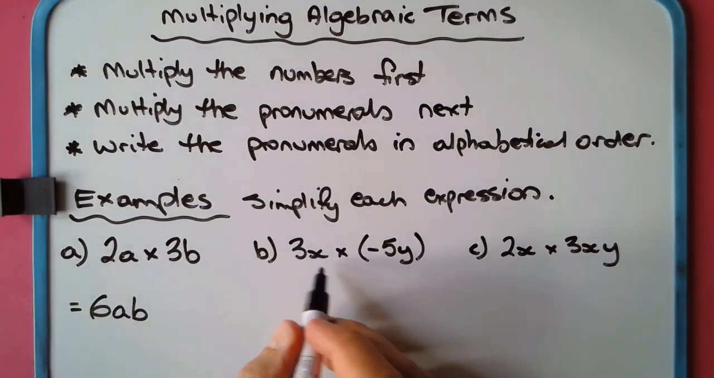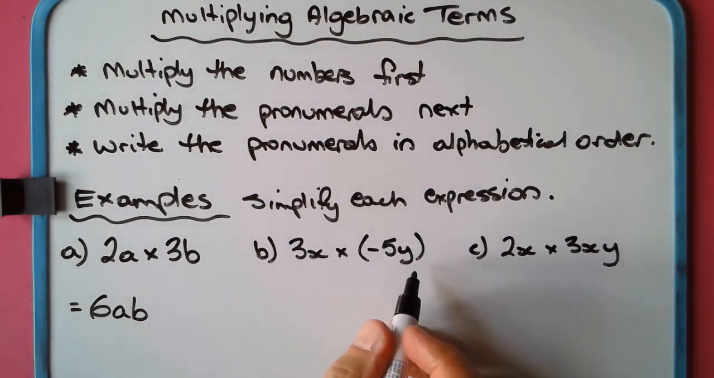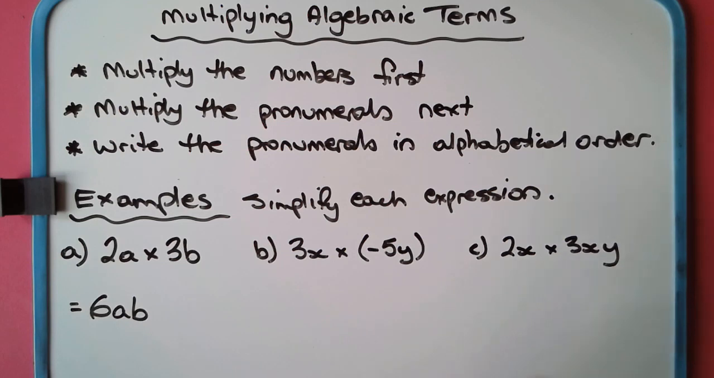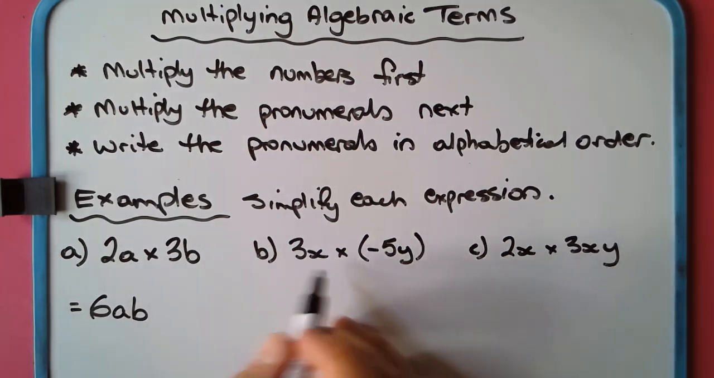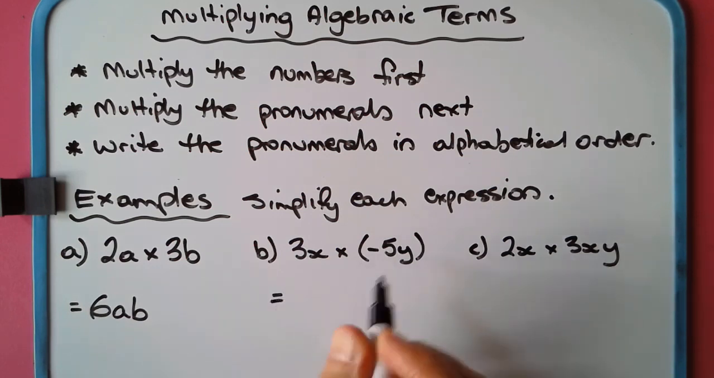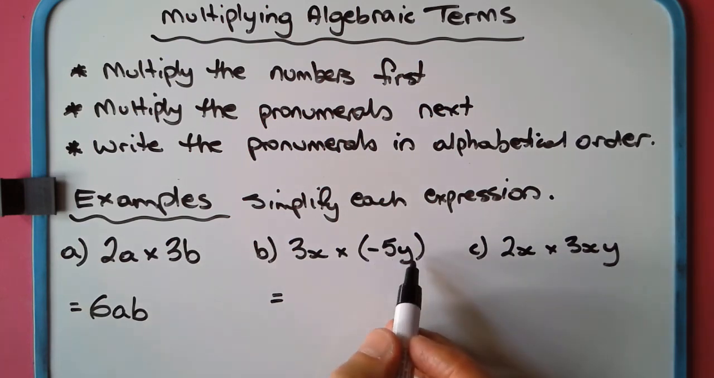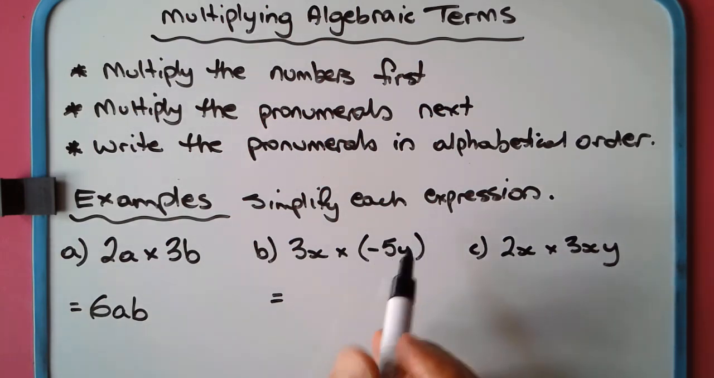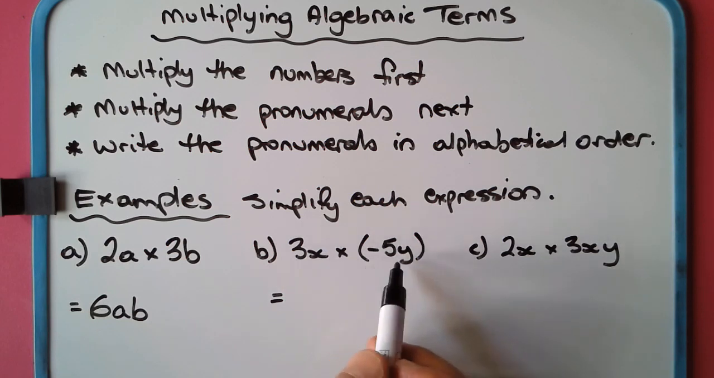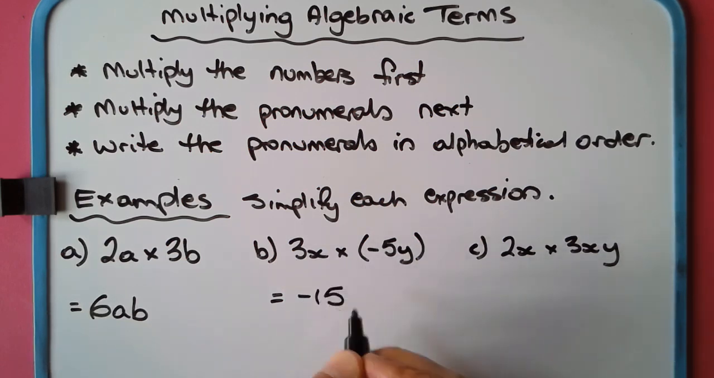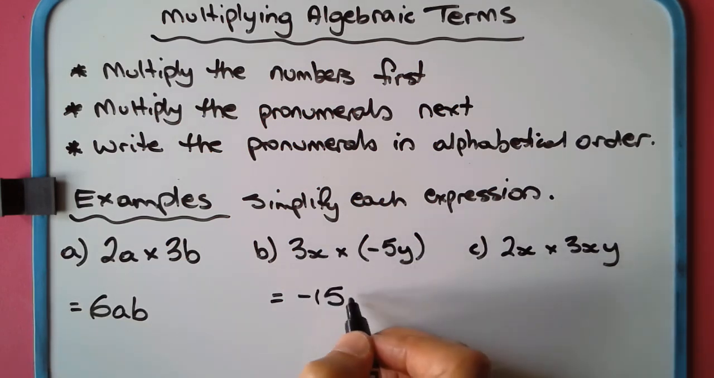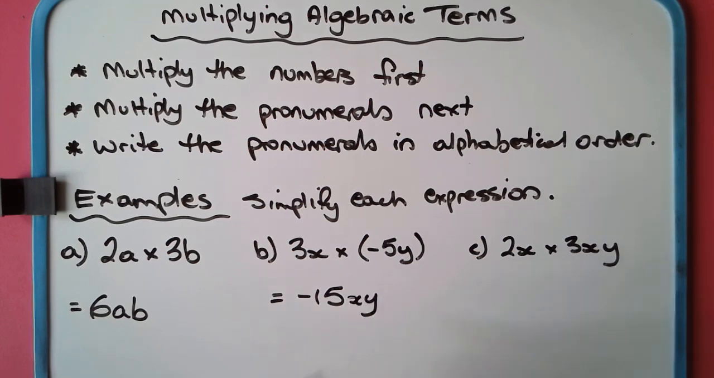For part B, 3x times negative 5y. Again, it's exactly the same idea behind part B as it is behind part A. We multiply the numbers first. The bracket doesn't mean anything apart from that we're dealing with a negative number here. It's not minus 5. It's a negative number, a negative 5, negative 5y. 3 times negative 5 is negative 15. X times y, well again, they're not like terms, so we just write it as xy.